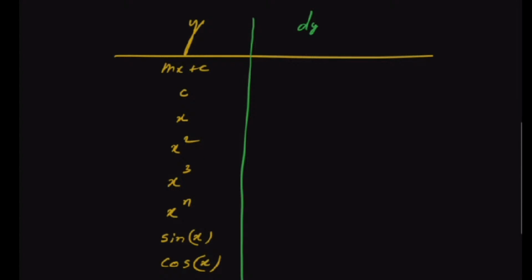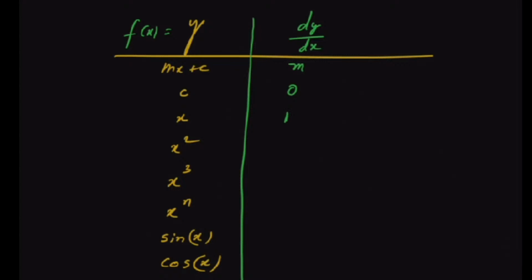So here I'll write the derivatives dy by dx. What was the derivative of mx plus c? It was m, because the slope of line mx plus c is m, and it is a constant because it is a straight line. And what was the derivative of any constant function? A constant function is a horizontal line, so slope is 0 everywhere. So for any constant, the slope is 0. What was the derivative of function y equals x, or f of x equals x?